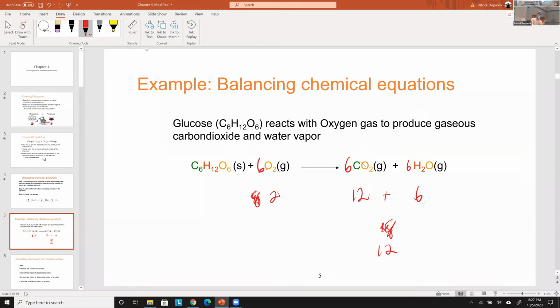Now, here are just some expert tips. If you have elements that are by themselves, those are the ones you want to go after before you change anything else. Because you can really mess yourself up if you start changing the coefficient for C6H12O6 or for H2O or for CO2, because those are kind of already set in stone.